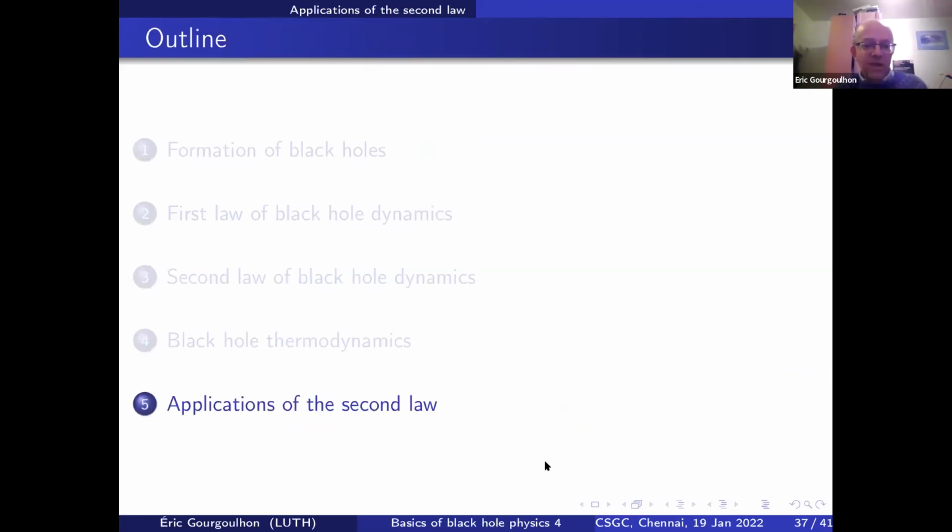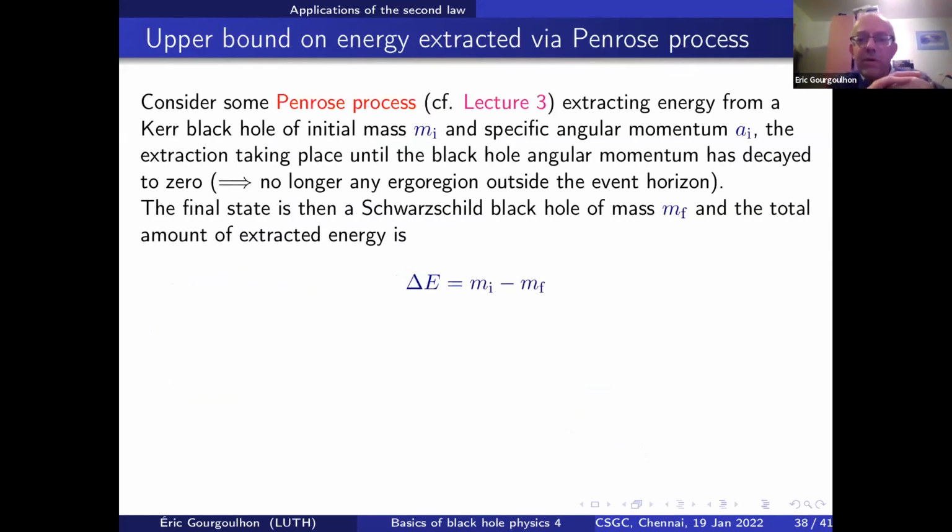Okay, so let's finish the black hole thermodynamics. Now we're going to apply it to two things. First, to the Penrose process, to set an upper bound on the energy extracted via the Penrose process. Yesterday, we derived the Penrose process. I mean, we have seen that we can extract energy from a rotating Kerr black hole by splitting particles in the ergoregion of a black hole.